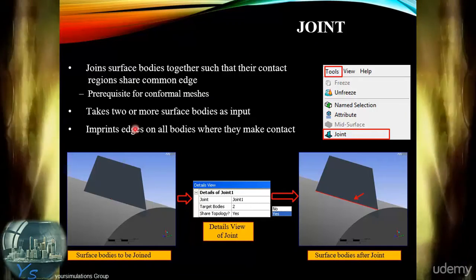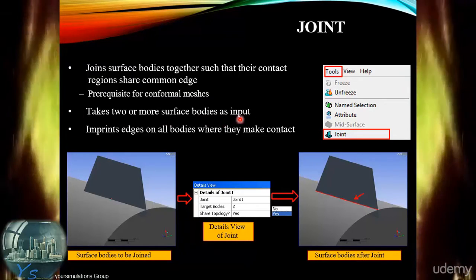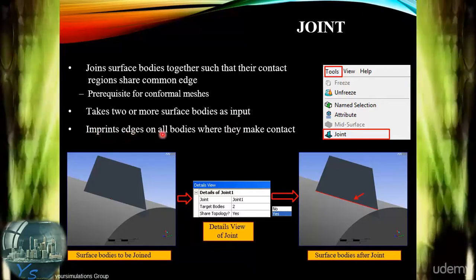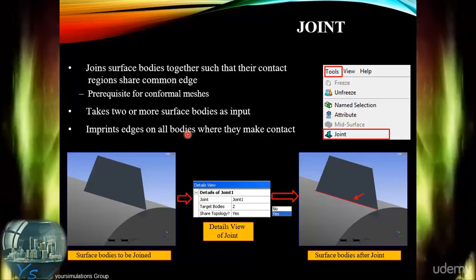It requires that two or more surface bodies are selected for inputs into the joint operation, and imprinting will occur on all the bodies where they make contact.